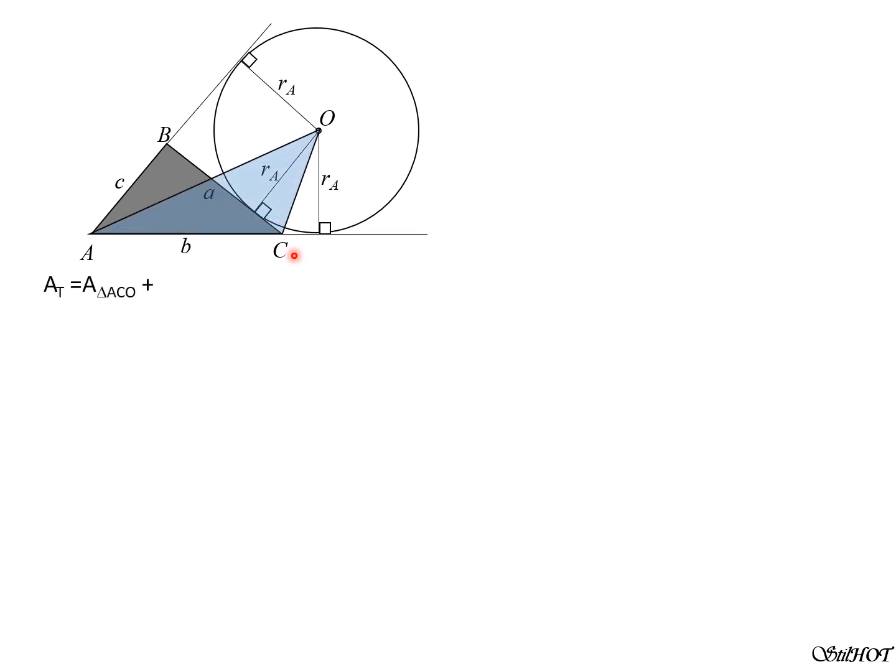So the area of triangle ABC, or the area of the triangle, is the area of triangle ACO plus the area of triangle ABO. Then we subtract the area of triangle BCO.